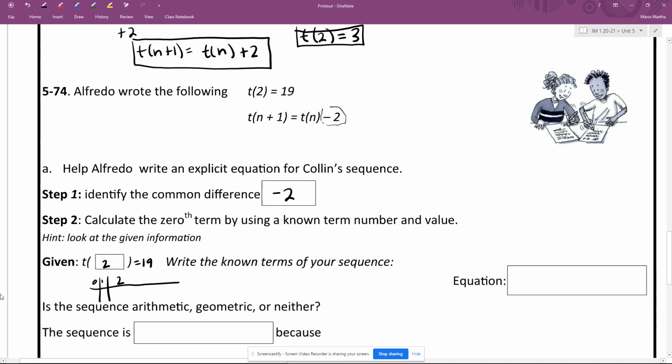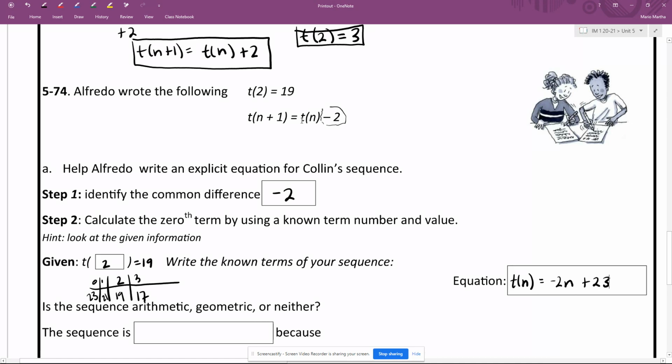So we know those two terms. Therefore, we're going to say that term 2 is 19. And then since we're going down by 2, this would be 17. We have to go up, so that would be 21. And then our zero term would be 23. So our equation would be t of n equals negative 2n plus 23. So that would be our explicit equation for the recursive one.